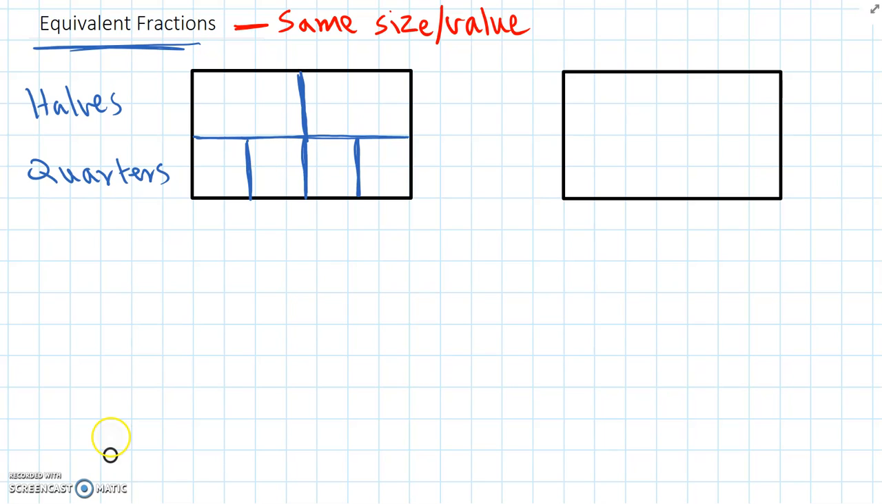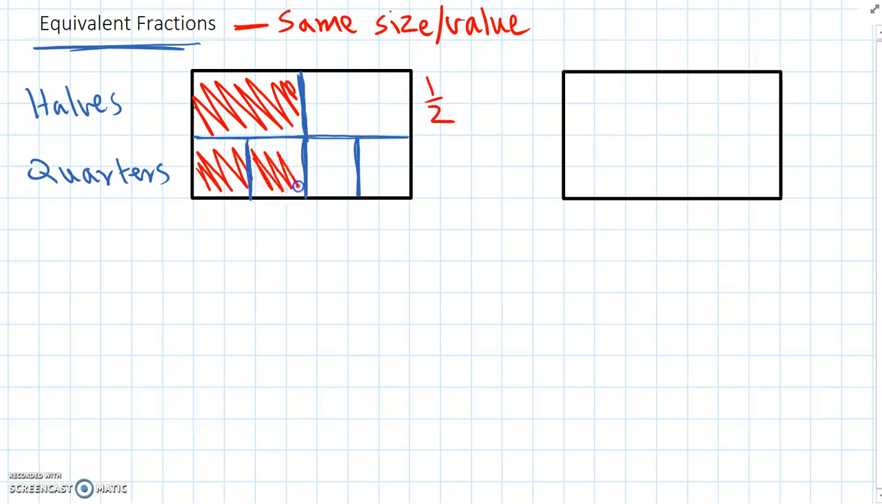So on our fraction wall, let's shade in 1/2. So we have 1/2 showing here. But if we now look down to the quarters, if we shade in the same value, so up to here, that means we're going to need to shade in 2 quarters for this fraction to be the same size as 1/2. So that means we can write that 1/2 is equal to 2 quarters. And this is what we mean by equivalent fractions. So 1/2 is equivalent to 2 quarters.